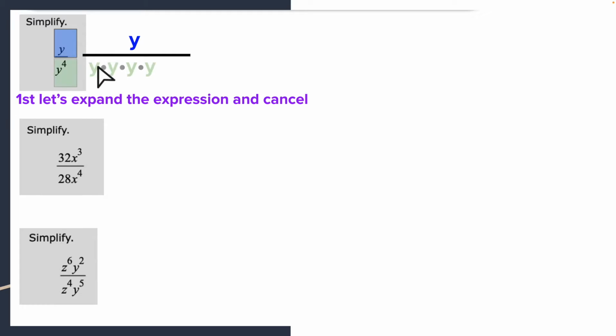So I'm going to cancel one y on the top with one y on the bottom. There's nothing else left to cancel on the top. So I'm left with one on the top. I don't have anything left on the bottom with y's. I'm left with 1 on the top and y to the third power on the bottom. W cubed on the top is W times W times W. That's as simplified as I can write that.